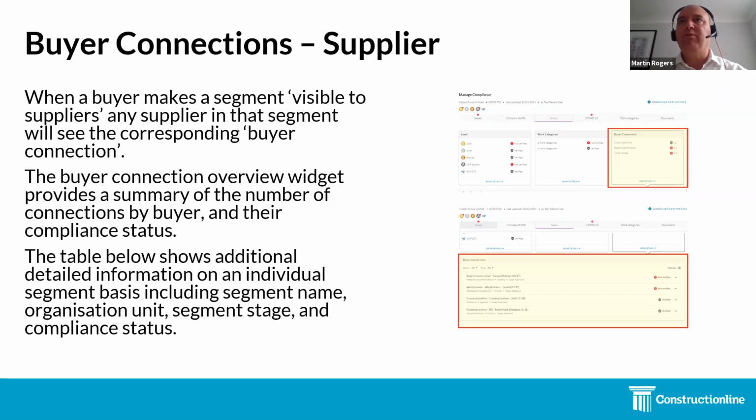In that summary panel, they can see how many connections they've got with different buyers, and they can also see at that high level the status of that connection to that buyer, so whether it's met or not met. And again, clicking on that panel displays the lower table, and for them, they can then start to see the additional information on a segment by segment basis, including the segment name, the organization unit, segment stage, and compliance status.